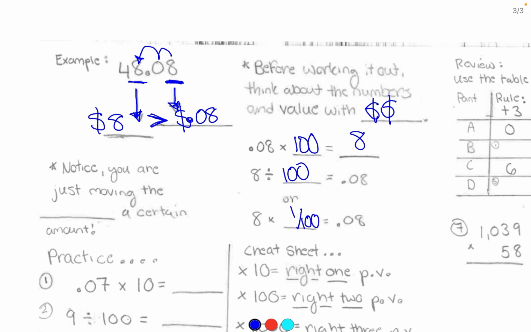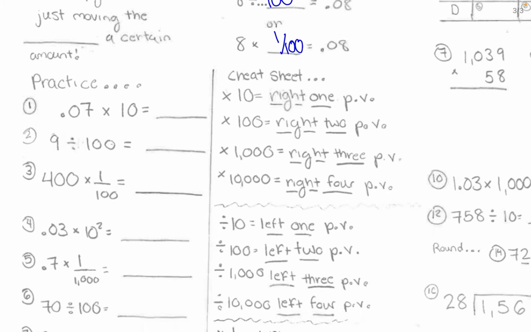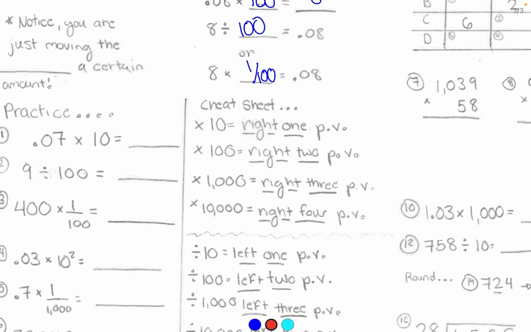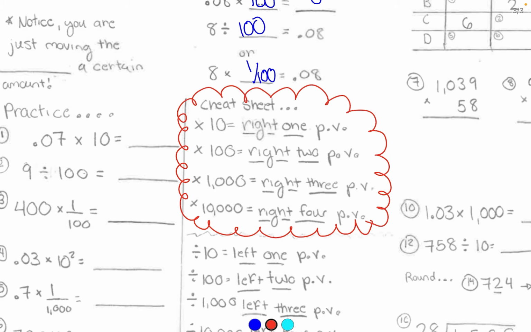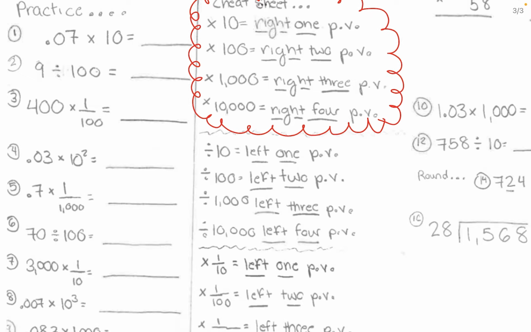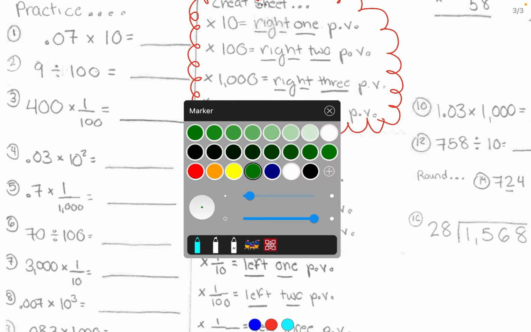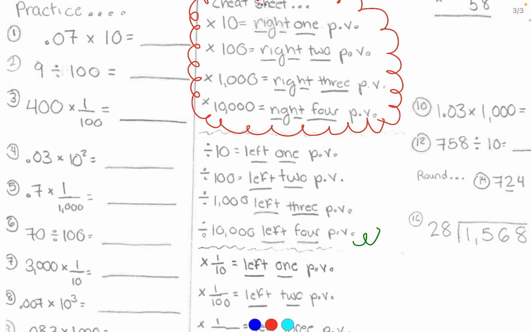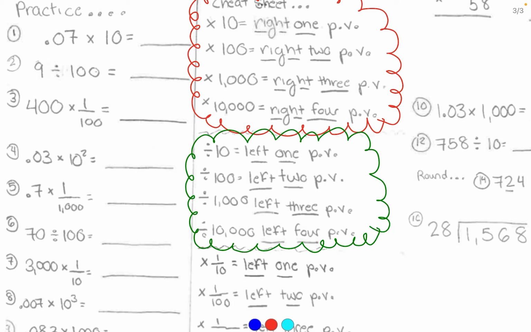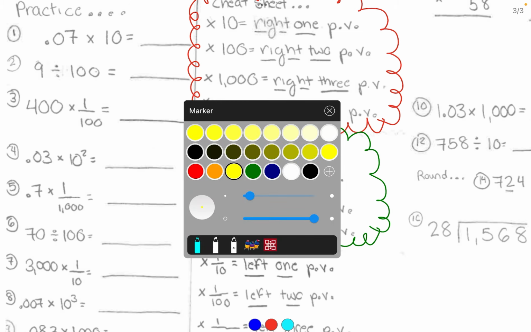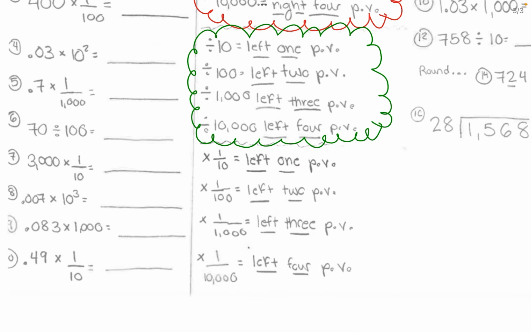And what I have down here for you is your cheat sheet information for, hey, if I'm multiplying, what am I doing? You're basically just jumping your decimals. Well, if I'm dividing, what am I doing? Choose a different color. Well, you're basically just jumping your decimals. Well, what if I'm multiplying by a fraction? Guess what you're doing, guys? You are basically just jumping your decimals. The question is, which way are you jumping them?